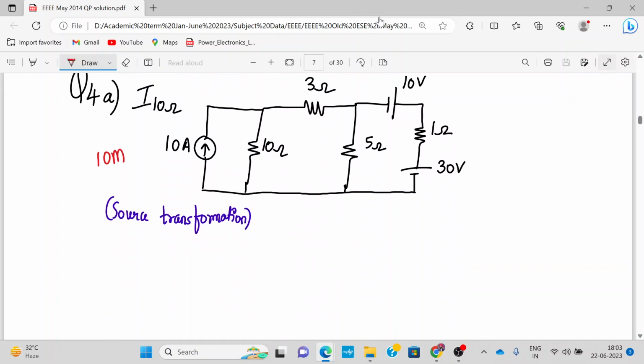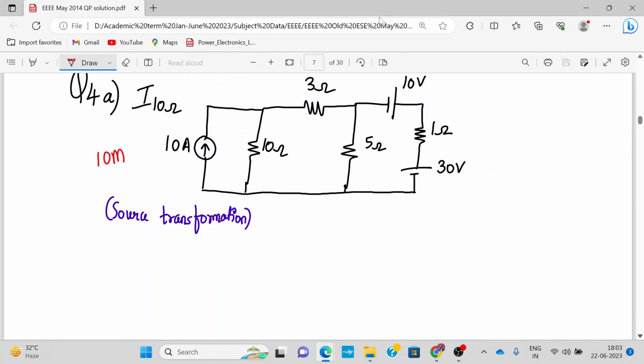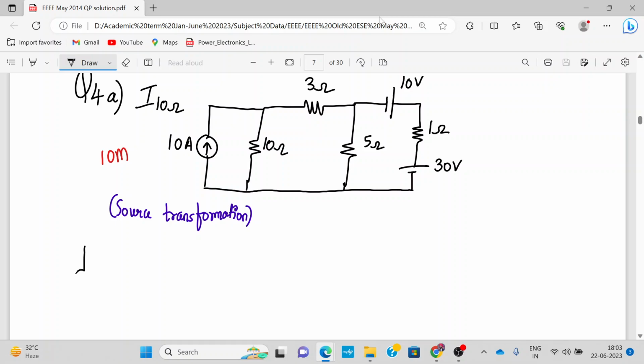So now, in the first case, can you see this 10 volt and 30 volt are in series, right? So what will be the total network over here? How will I draw it again? This is 10 ampere, 10 ohm. Remember one thing, whichever current we want to find out, don't transform that. So the current flowing through this, do not transform. 3 ohm.